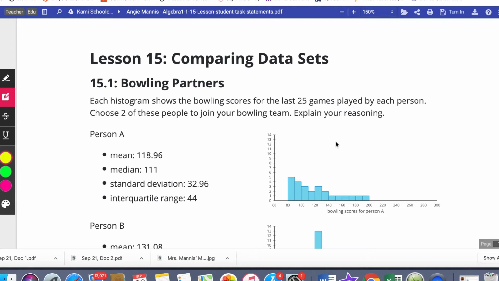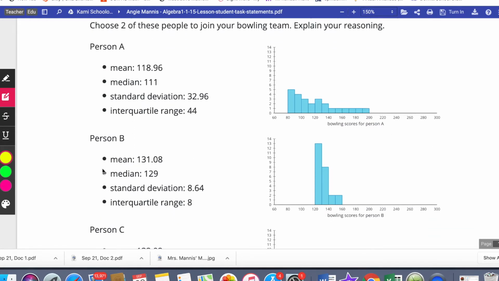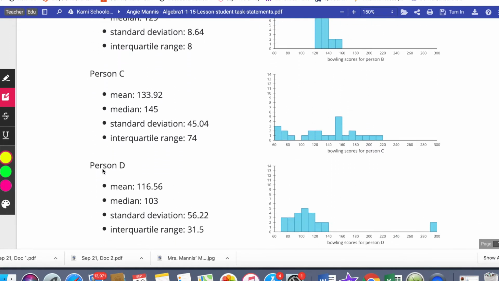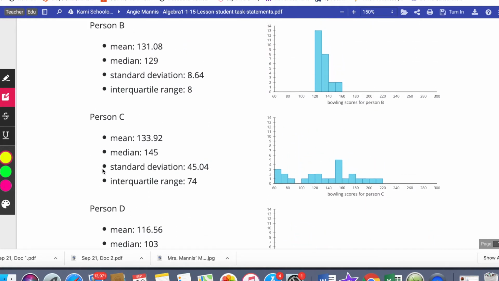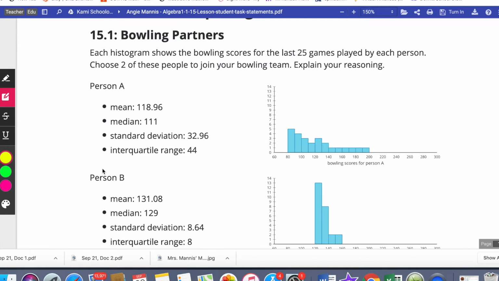Explain your reasoning. So I want you to go through and look at the statistics for each of these bowlers here and decide which 2 would you choose for your team and why. So you need to give some good explanation. You need to talk about maybe the mean or median or standard deviation, IQR. You need to tell some good reasoning as to why you would choose them.